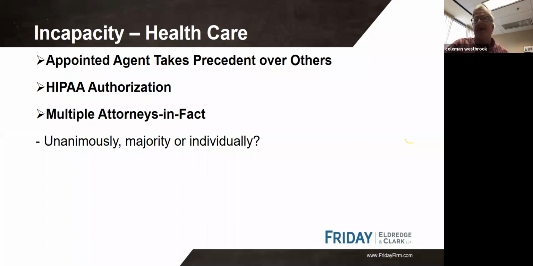Typically, at the same time we have people sign a healthcare power of attorney, we will have them sign a HIPAA authorization that would say whoever that person is will have all the ability to access the person's medical records.